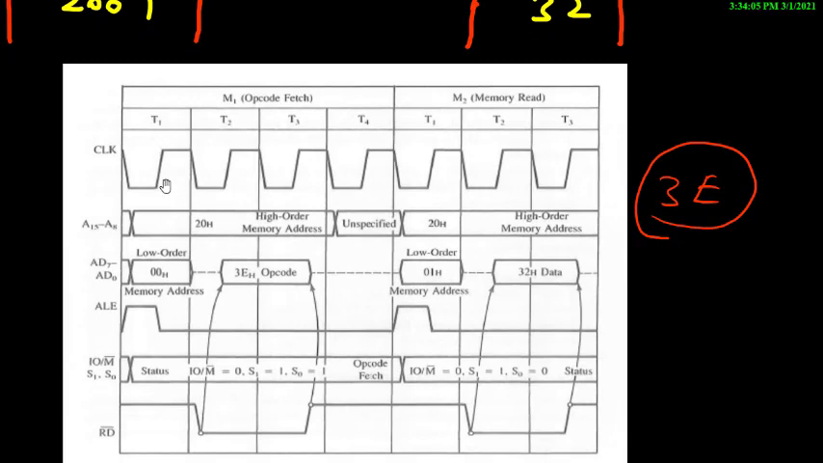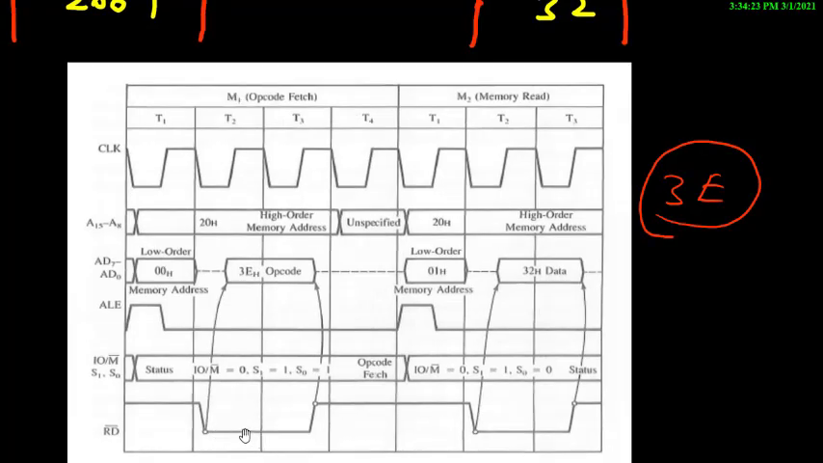What happens in this case? The microprocessor places the address on the address bus, and simultaneously the ALE signal goes high, which indicates that this bus is working as an address bus. Then after one T state, the opcode is read from the memory. The read signal goes low, and it remains low for 2 clock pulses. By the end of the third T state the opcode is fetched, and the first machine cycle gets completed in 4 T states. So I will just mark it. Up to here we have the first machine cycle.